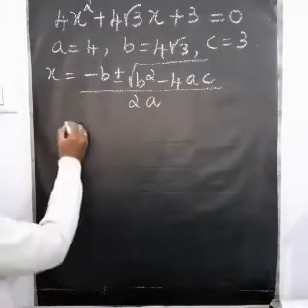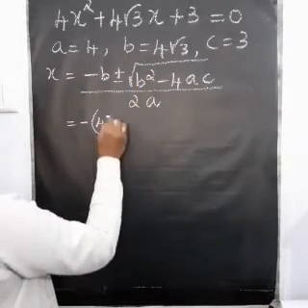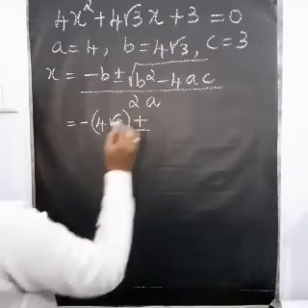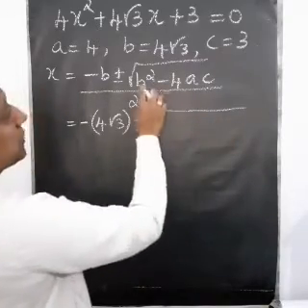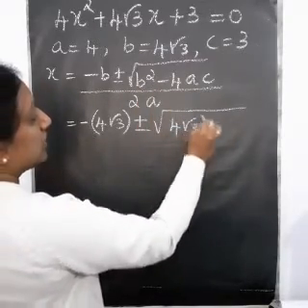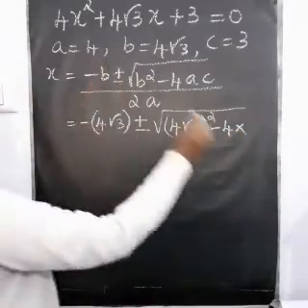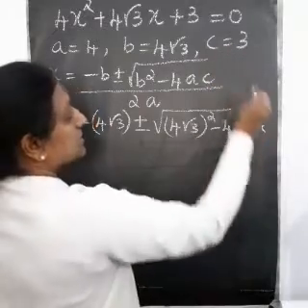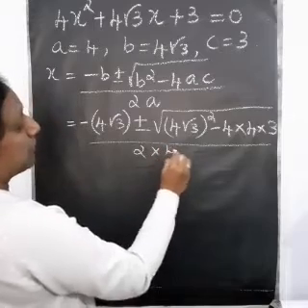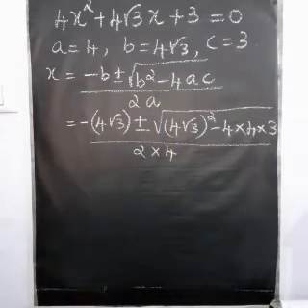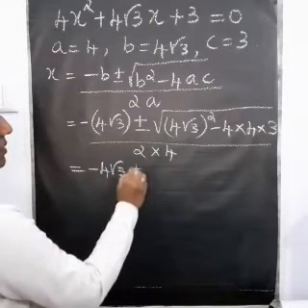Have you got it? So now when you substitute, minus of b is minus 4 root 3 plus or minus root of b squared will be 4 root 3 whole square minus 4 into a is 4 into c is 3 divided by 2 into 4. A is 4. Have you got it? Now let us expand. Minus 4 root 3 plus or minus.